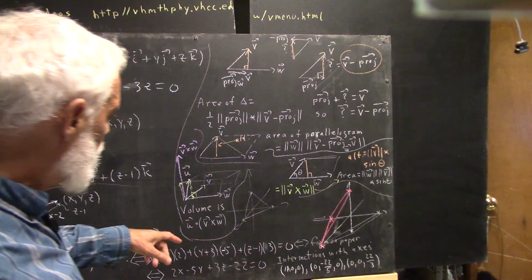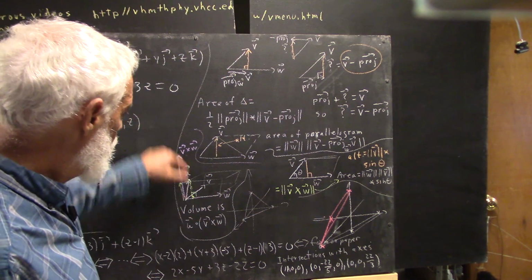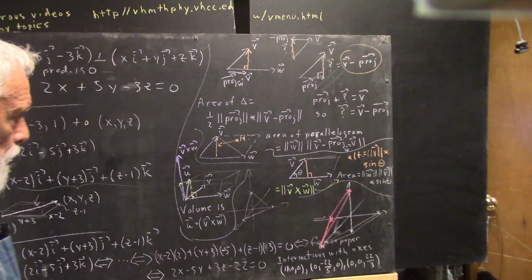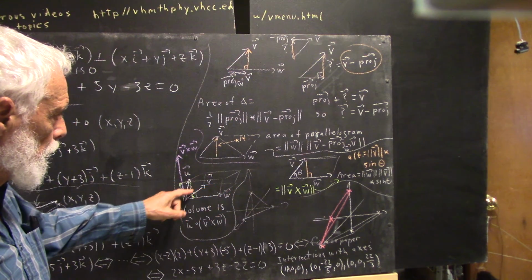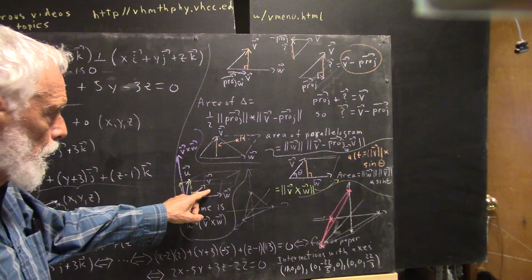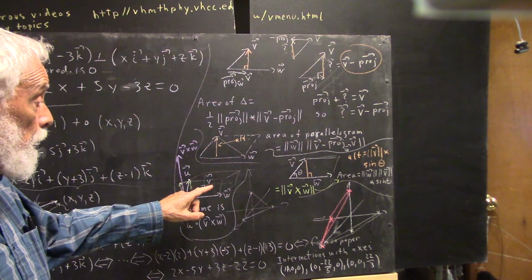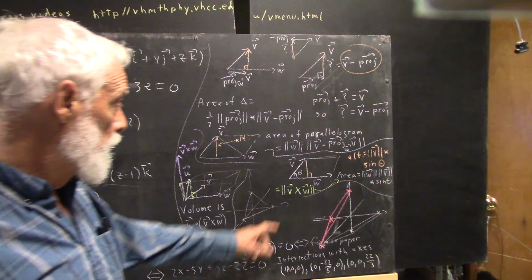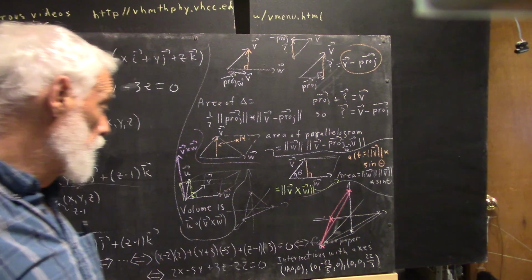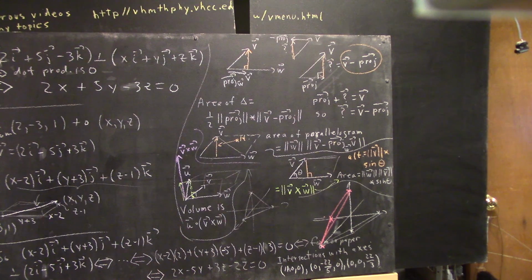Let's go to 3 dimensions where we've got V, W, and U. Let's say that V and W can be used to form a parallelogram down here. We can find the area of that parallelogram. It's just V cross W, magnitude of V cross W.